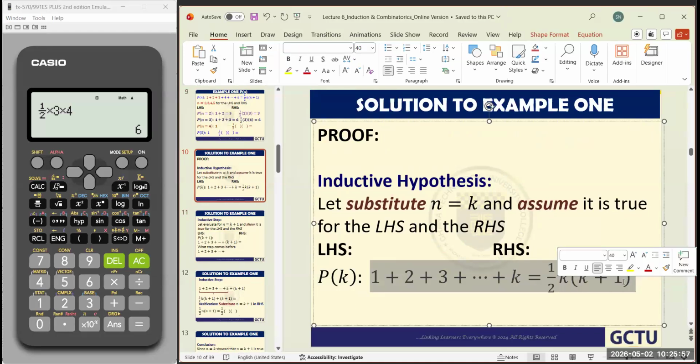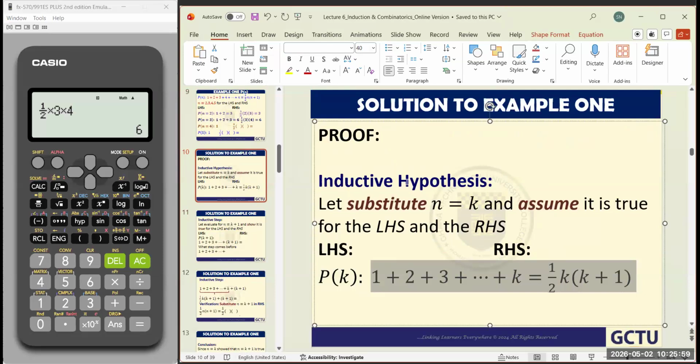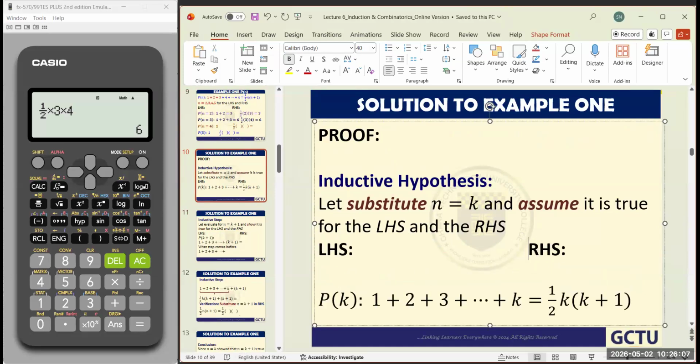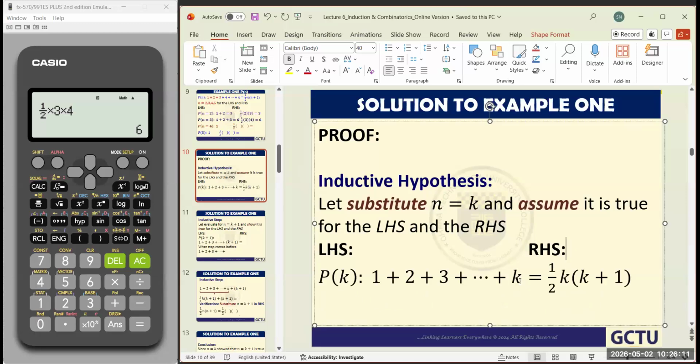And this step, because it's a hypothesis, it's an assumption, you don't prove anything. You don't prove left-hand side. You don't prove right-hand side. You only substitute. So my left-hand side is the addition of the numbers 1, 2, 3 up to K. That's my left-hand side. My right-hand side, wherever I have N, I substituted it with K. And I am assuming that this statement is true.